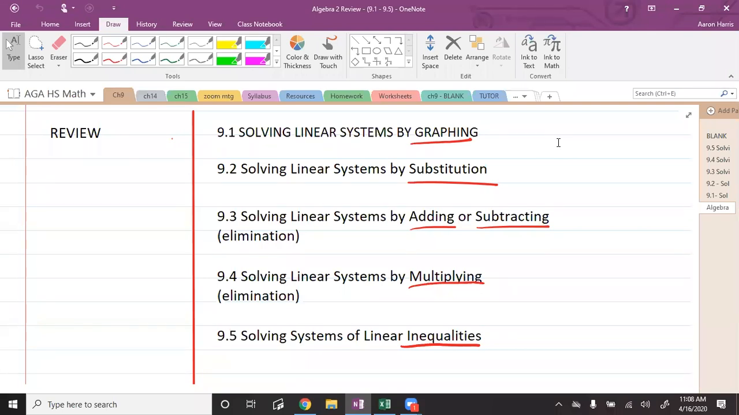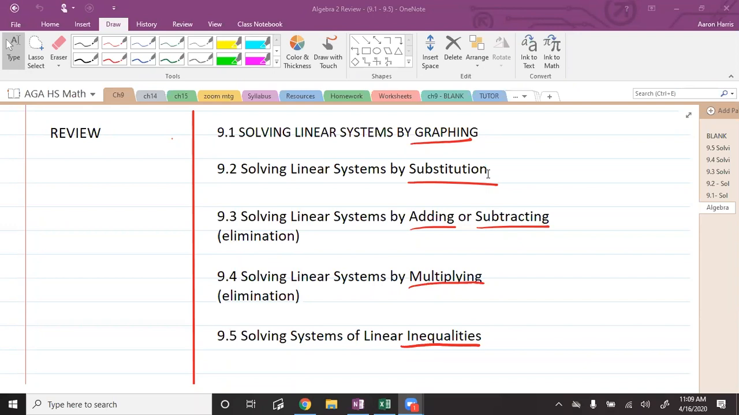So 9.1, solving linear systems by graphing. Who has issues with doing that? Let me open up everybody. I don't know if everybody can hear me. I have a problem with inequalities. I have a problem with 9.1. I have a question, but it's not based on what we're talking about. All right, so hold it to the end, please.